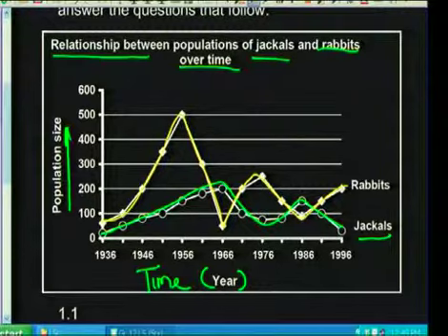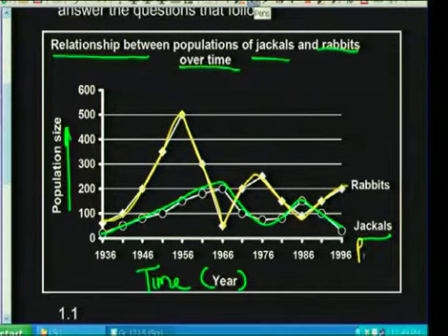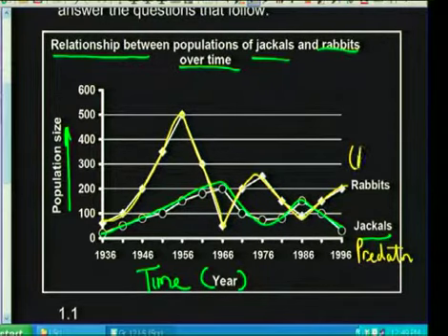So if we look at the relationship between the jackals and rabbits in this graph, we can clearly see the number of the jackals. Obviously the jackals would be the predator. So I'm going to very quickly label the jackals as the predator and the rabbits as the prey.